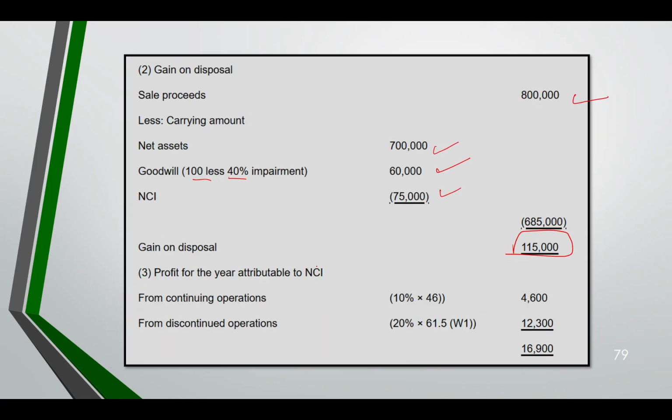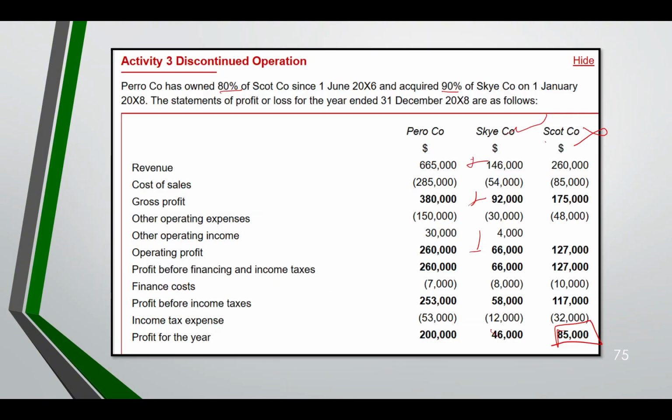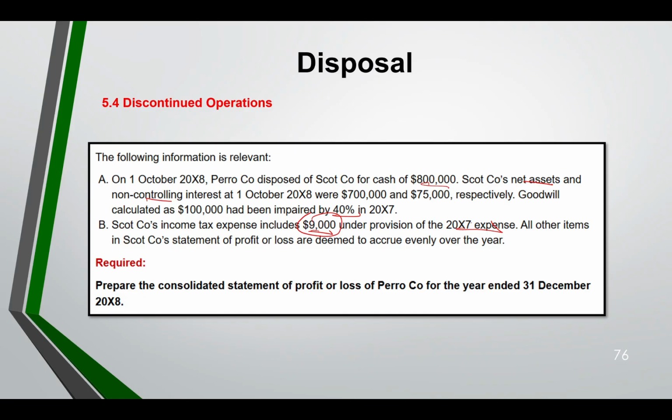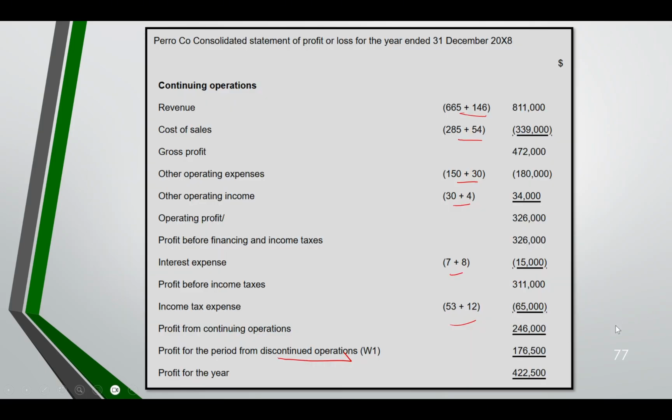And working 3 is profit that goes to NCI from continuing and discontinuing. Continuing, subsidiary that is there, 10% of 46. What is his profit? This profit. So you just take 10%. And here you can't take 85%. It's wrong. You can't take 20% of 85. Rather, you have to take his profit.